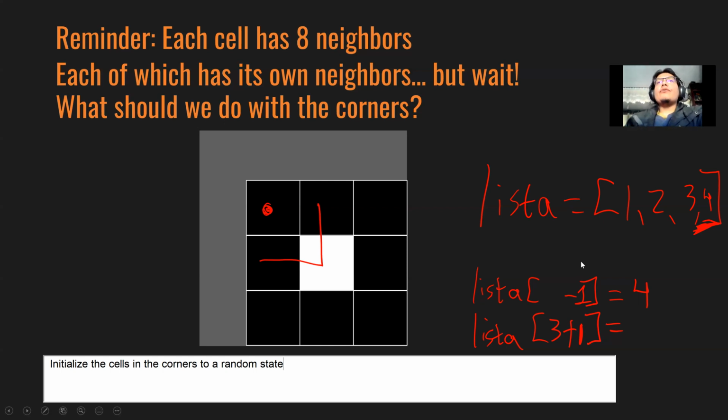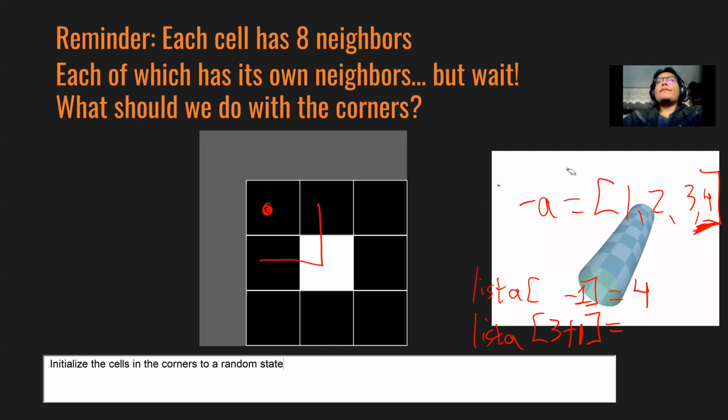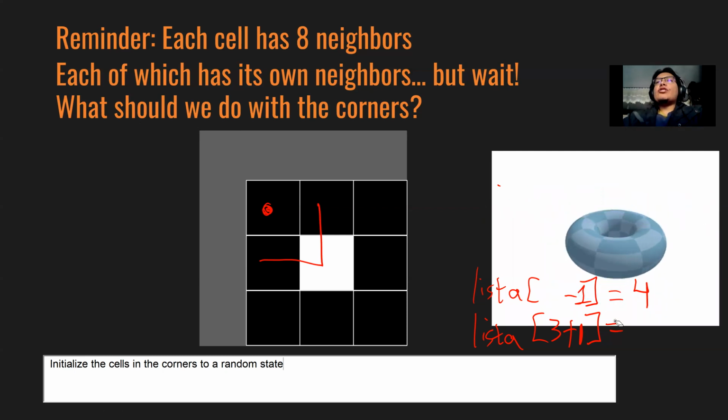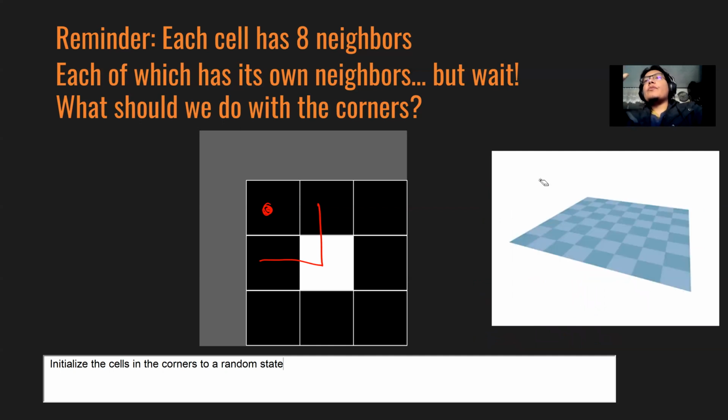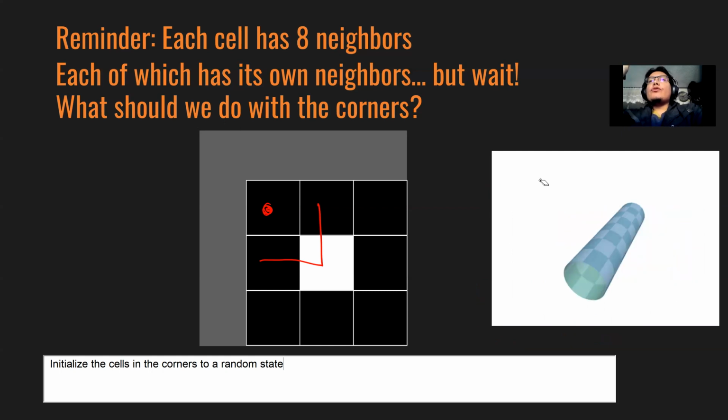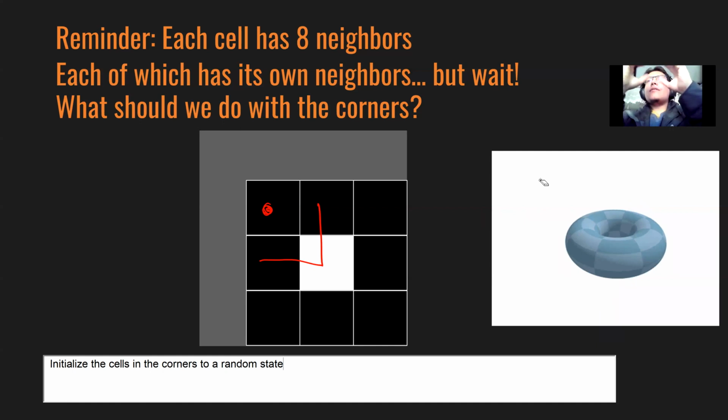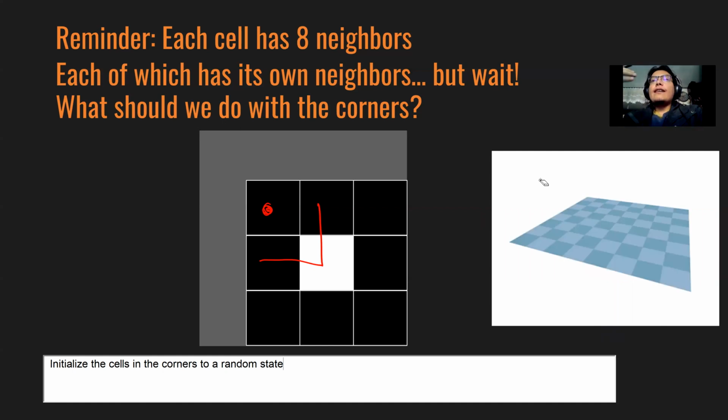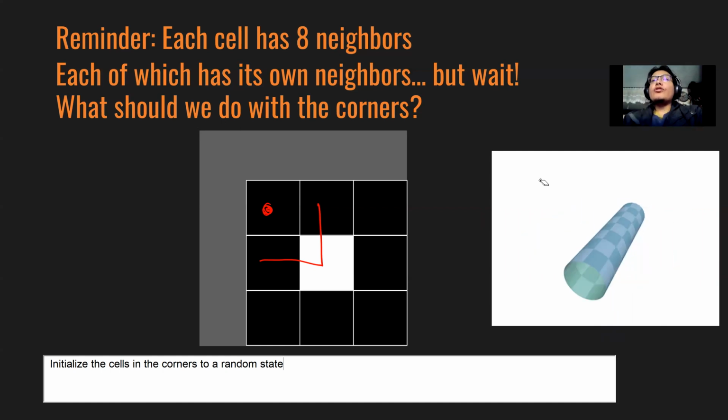Here is a visual representation of this problem. We're going to have a sheet, a piece of paper that represents our board. You can see the cells in there. What we do is fold it so that the corners join together, so the cells at the top have as neighbors the cells at the bottom of the grid.